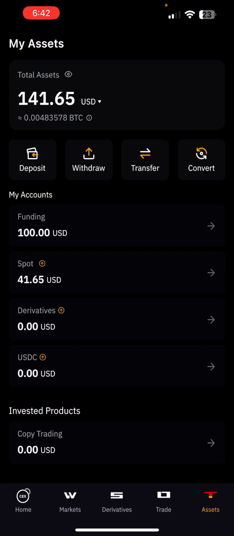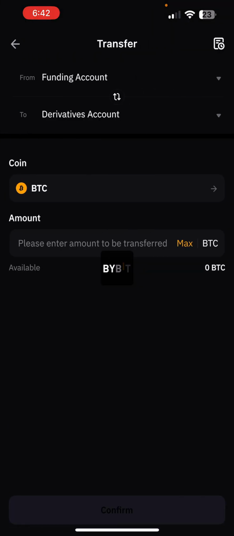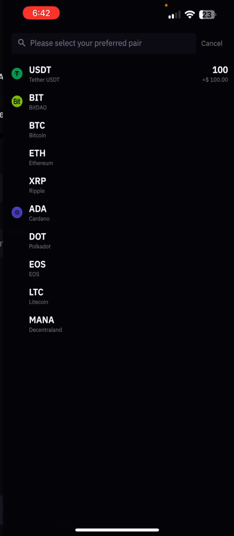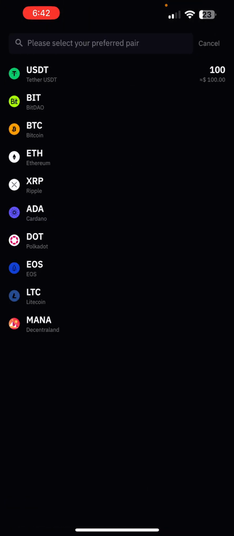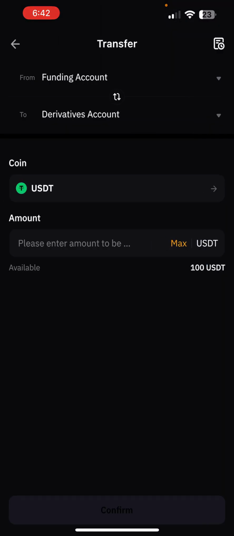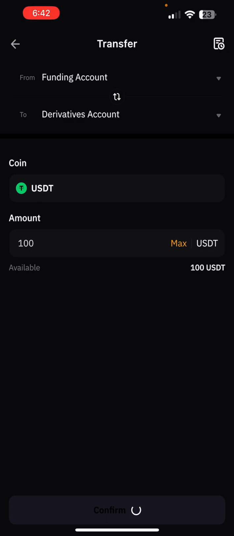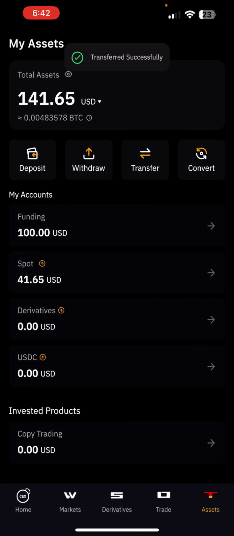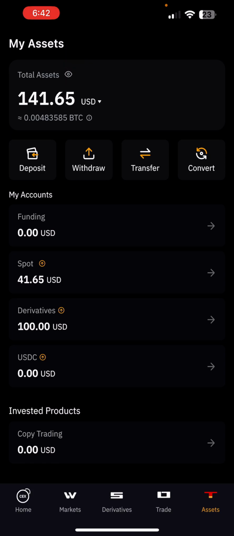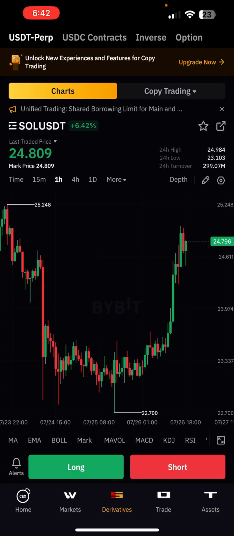So you can see my USDT is not on the derivative side. All I have to do is click on transfer, then search for USDT. You can see I have 100 USDT. So I move my USDT from funding account to derivative account. I'll click on maximum because I'm transferring all my USDT. I'm waiting for the transfer. Now you can see my USDT has been transferred to derivative future. So then you click on derivative future.